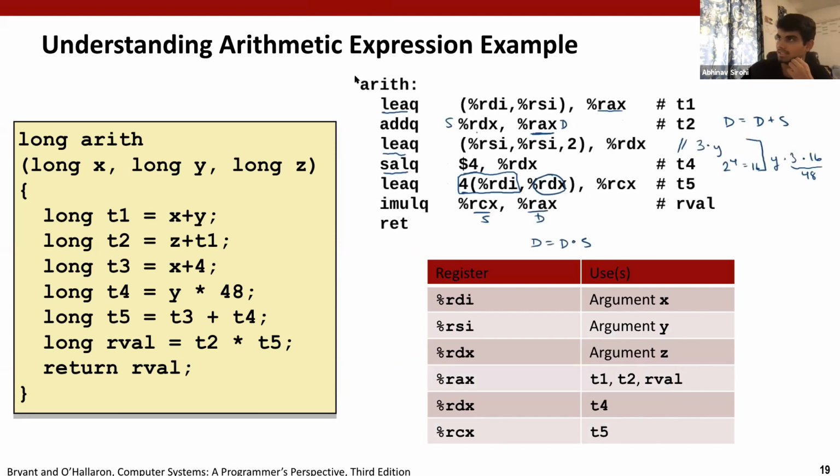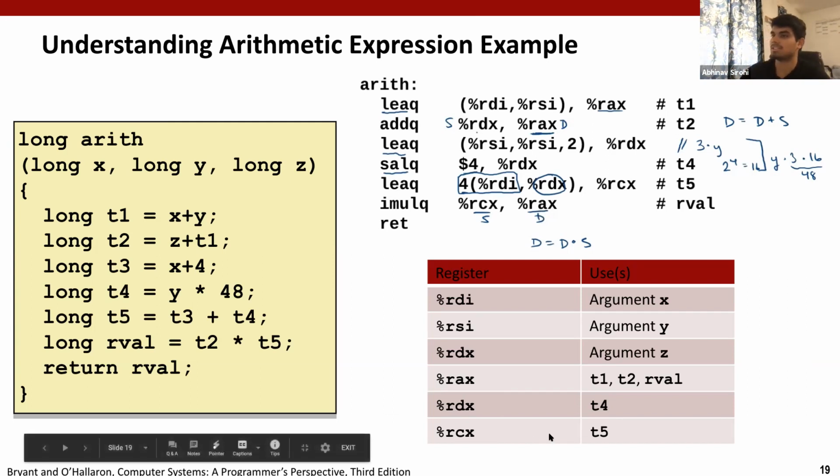Let's say we have this assembly code label, arith, which corresponds to this function. First, RDI contains argument X, RSI contains argument Y, and RDX contains argument Z, which are the three arguments the function takes. RAX will contain multiple values, which will be overwritten, but only after the previous value is no longer used. Then RDX contains T4 and RCX contains T5.